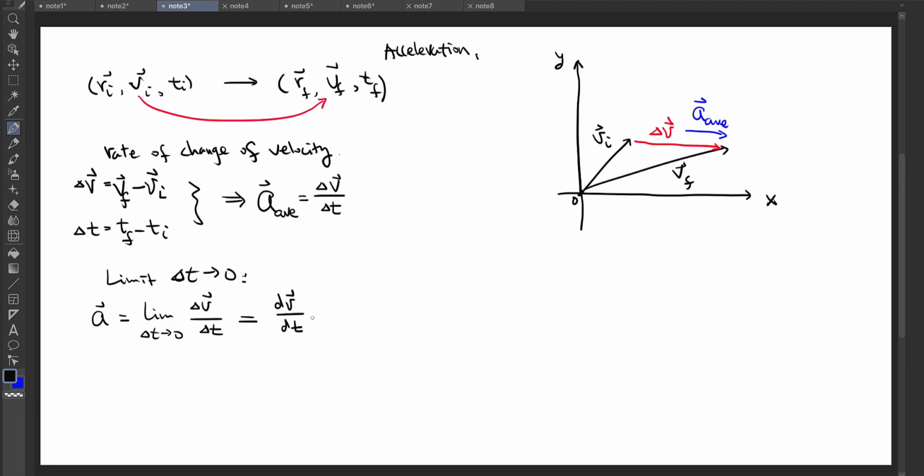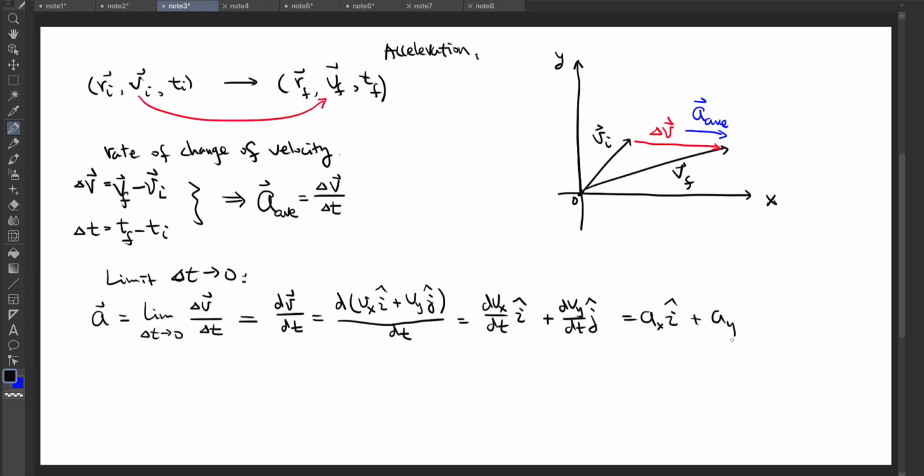So now v, in component form, would be vx i hat plus vy j hat, and then d dt. We can do that independently. So we have dvx dt in the i hat direction, and dvy dt in the j hat direction, and that is called ax. dvx dt is ax, and ay is dvy dt. Okay, so let's write this down. ax is dvx dt. ay is dvy dt.